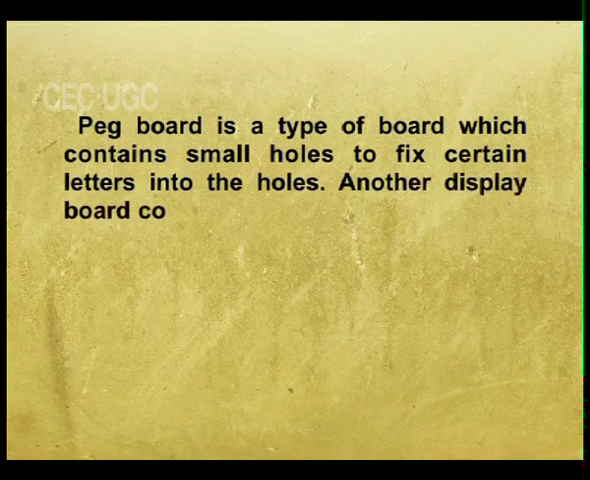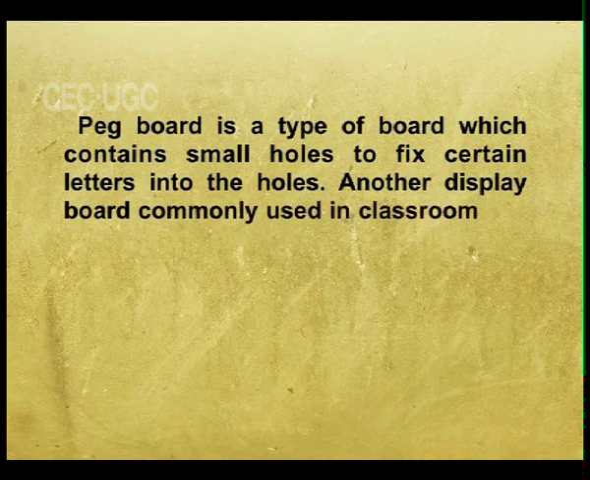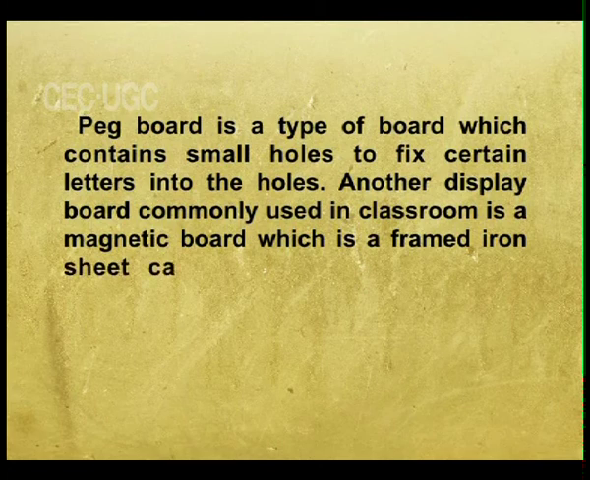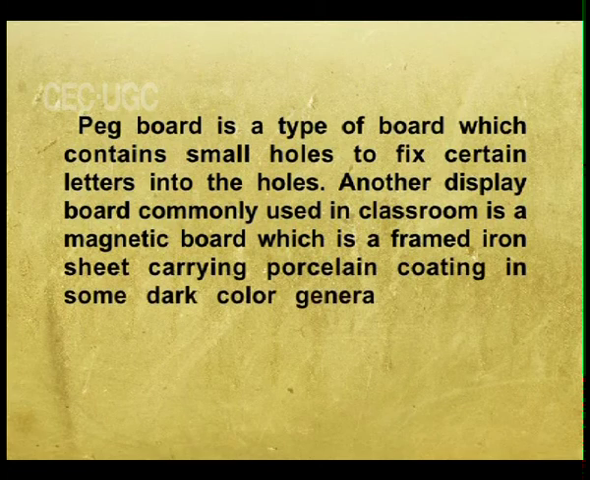Another display board commonly used in classroom is a magnetic board, which is a framed iron sheet carrying porcelain coating in some dark color, generally black or green. It can be used to display pictures, cutouts and light objects with disc magnets or magnetic holders.